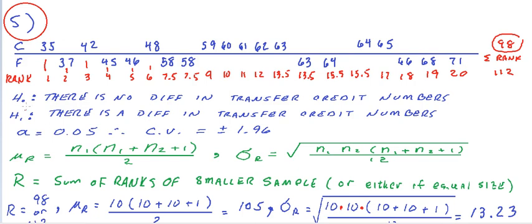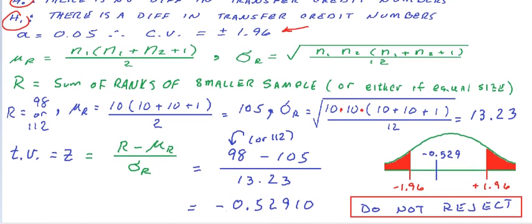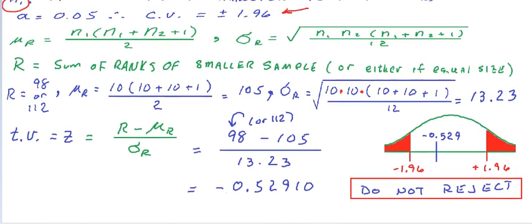Now, we write our hypotheses. The null says there is no difference. The alternate says there is. So, this is a two-tailed test, just the way we used to do these. And we have alpha 0.05, so we use the z-table to find that our critical value is plus or minus 1.96 because it is a two-tail. And then what we have to do is compute our test value.